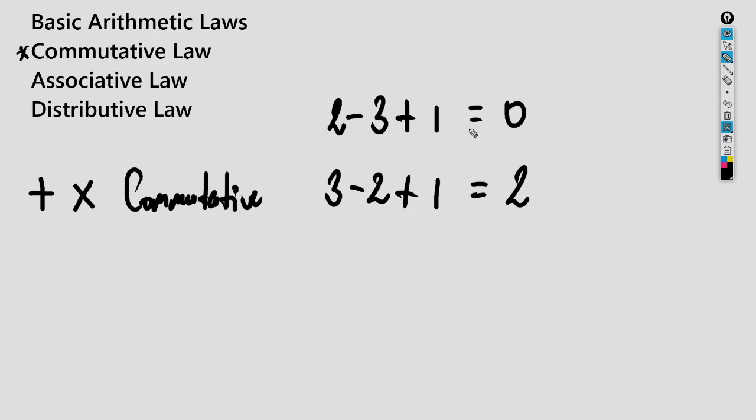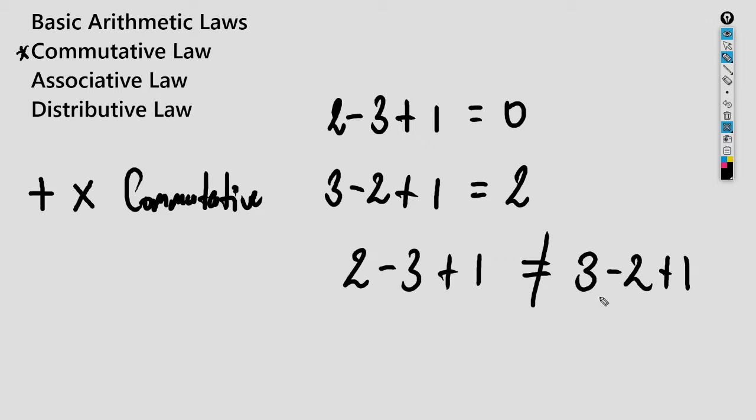So these are not equal, right? 2 minus 3 plus 1 is not equal to 3 minus 2 plus 1. So you can't just switch around the numbers for subtraction, okay? And let's do the same thing for division. Let's say we have 10 divided by 2, okay? 10 divided by 2 is 5.